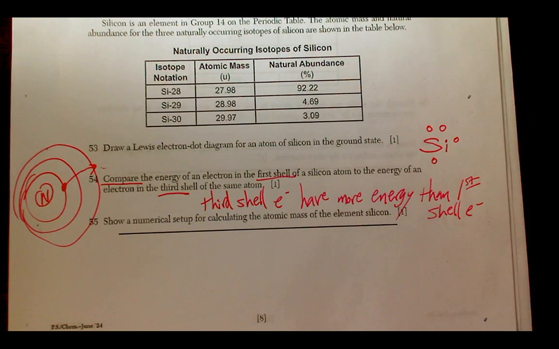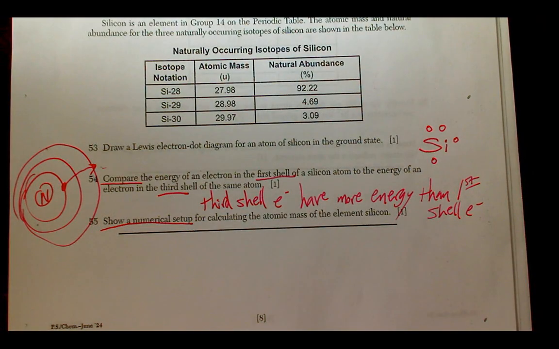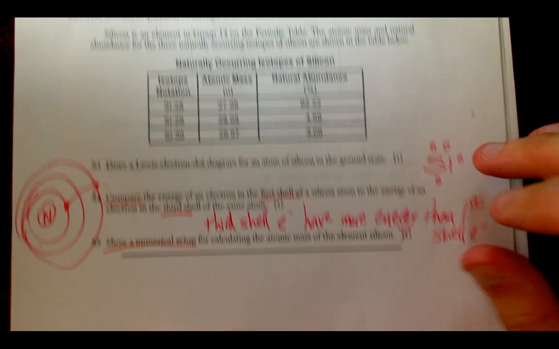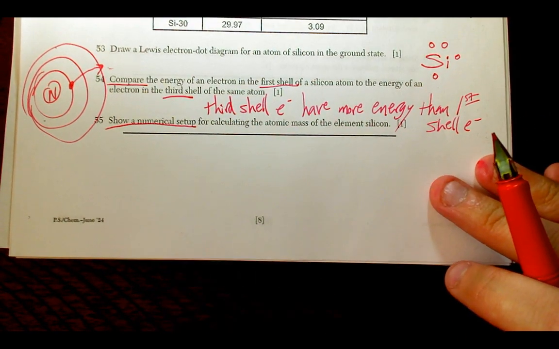So you have to show some kind of setup. It doesn't say calculate, it says showing numerical setups. You just have to show how you would do the math. So essentially you'll have a big blank box in your answer key to fill in, and you have to show the setup. So there are 2 different ways to do this.